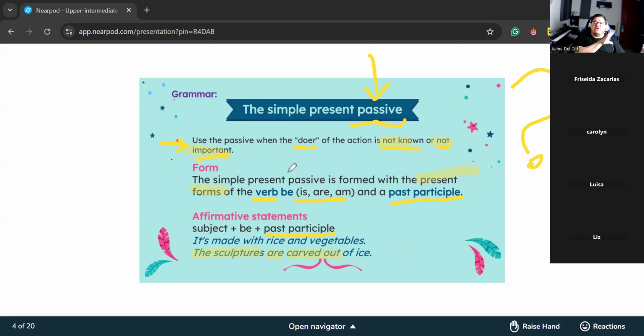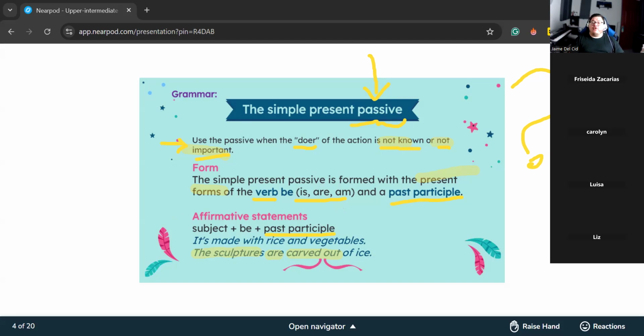Okay. That is why we are using this type of tense, the passive form of the present simple, because we're just letting the people know certain information. But in this case, who did it is not relevant. What I'm focusing on is the result. The sculptures carved out from the ice. Okay. So, okay, that's the affirmative form.